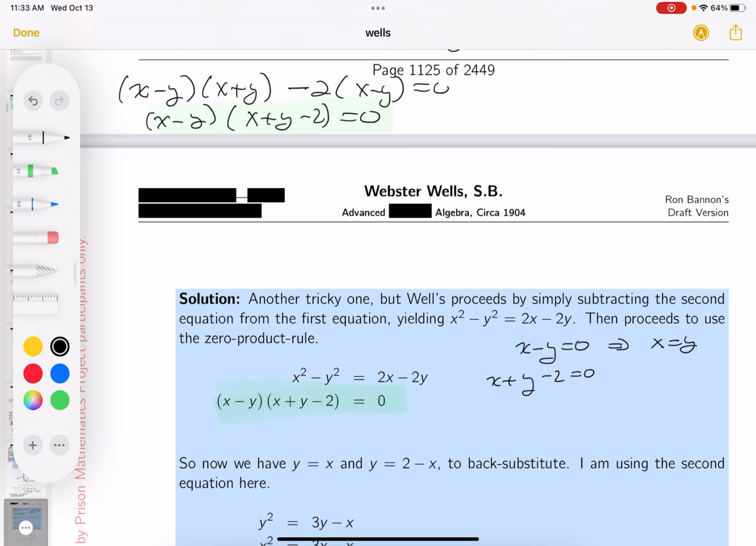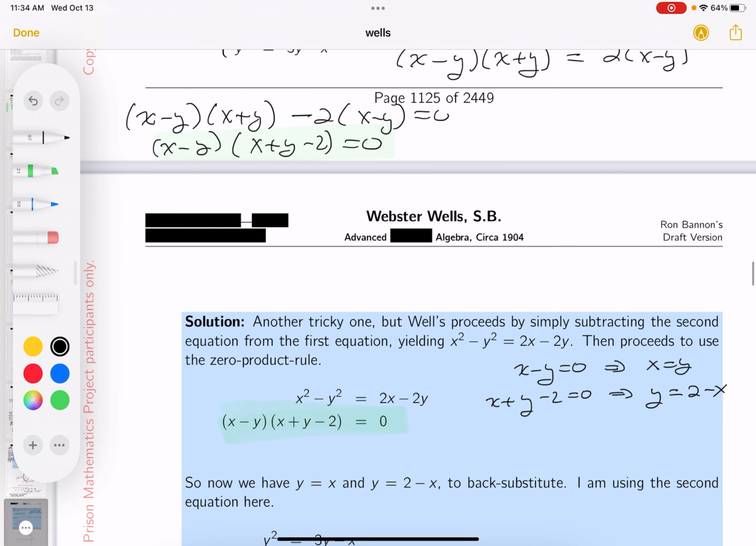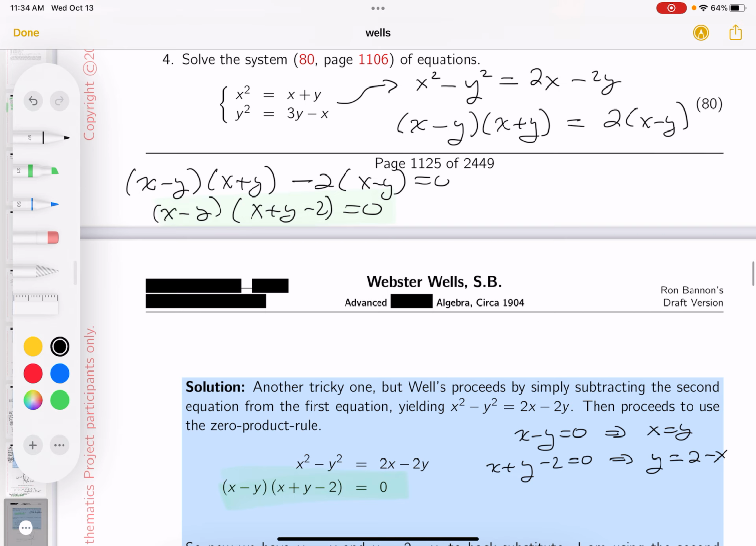Let me see how I'm going to write that down. I'm going to write it as y equals, and what's that going to be? 2 minus x, right? What are you going to do? Back substitute. It's tough. So let's take a look. I'm going to look up here, and I'm wondering, what equation would be the easiest one to use there? Maybe the first equation.